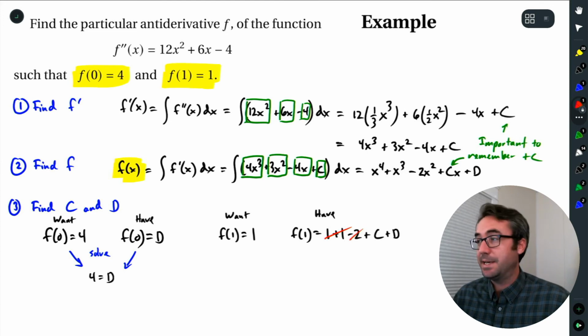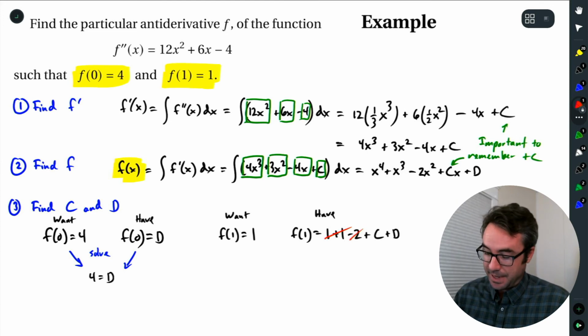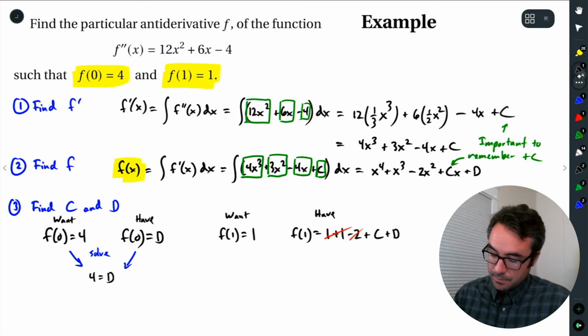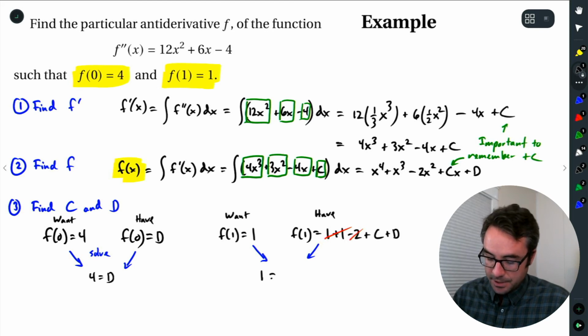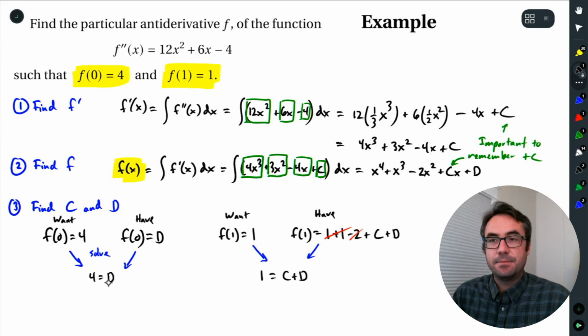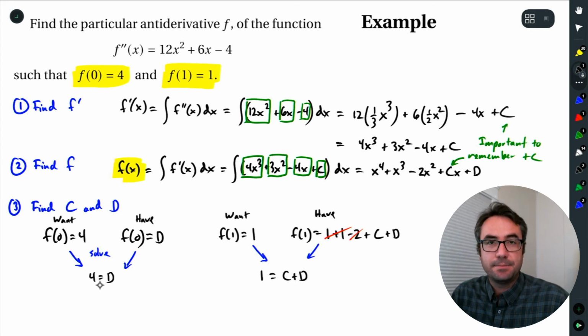And so we have C plus D. And we actually know what D is, so let's use that. Well, let's actually just set these equal. So what we have, f of 1 is equal to C plus D. And what we want that to be, we want it equal to 1. So 1 is going to be equal to C plus D. And use what you know about D.